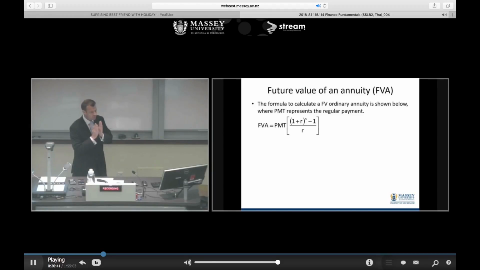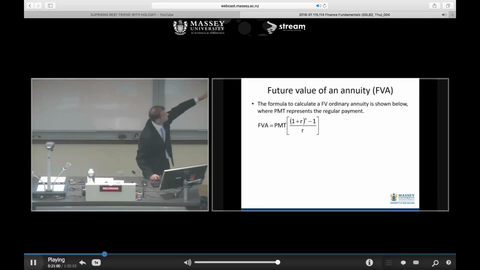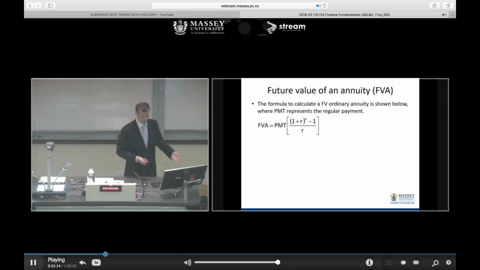So this one is for a future value annuity. It's an ordinary annuity, so it means that the payment is assumed to be at the end of each period. So we've got the formula. FVA is the future value annuity. PMT stands for payment. It's the regular payment that you are either paying or receiving. R is the same as last week, the return or interest rate. And N is the same as last week, which is the number of years.